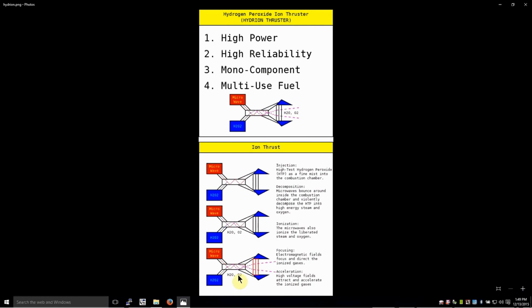This should be a highly reliable engine because besides the gas, there are very few moving parts. You're pretty much only pumping a fluid into a sprayer, so there's not much there.